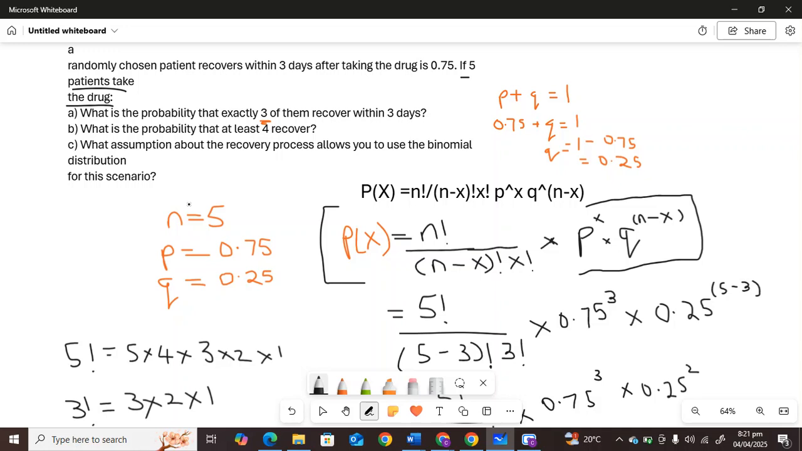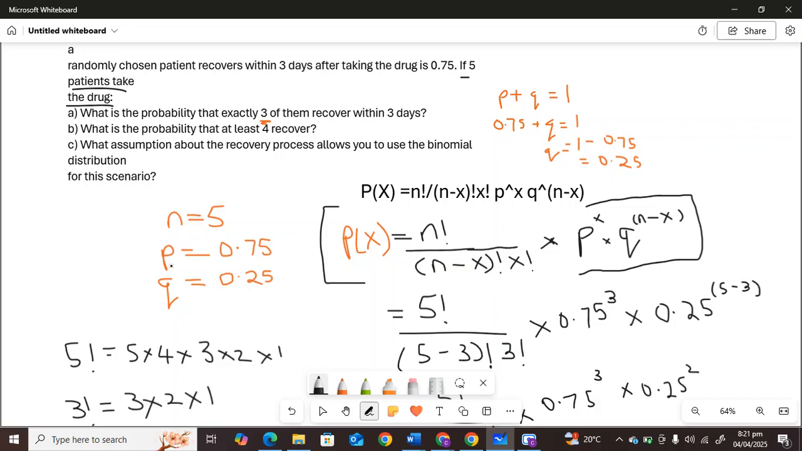Right, sorry about that. Yes, so I said P is the probability of a success. Okay, then Q is the probability of the failure. So in this context, the success is you're getting cured after taking this drug. And then the failure is you take this drug and you are not cured. Is that okay, sir?